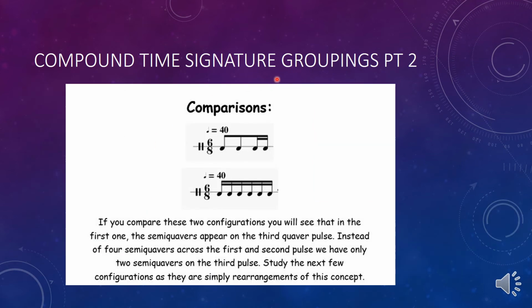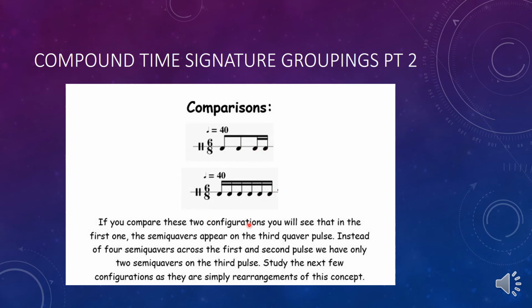Compound time signature groupings part 2. Here's a little bit of a comparison, and that is all I'm doing. It's just a very simple comparison. If I put one configuration over the top of another one, you can see here you've got 2 semi-quavers that can equate to 1 quaver, another 2 to another quaver, and then those 2 equate to those 2.